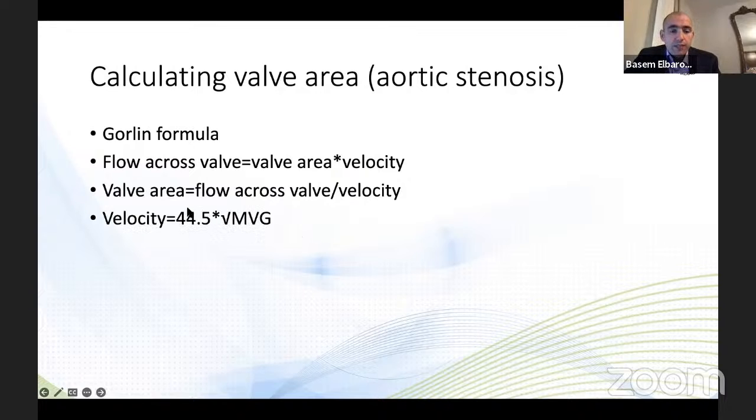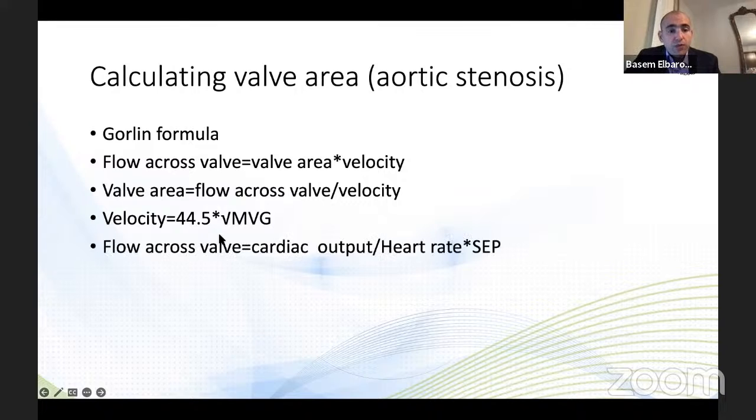Okay. And the velocity is a calculation: 44.5 multiplied by the square root of the mean valve gradient. And the mean valve gradient we measure directly. Okay. So how do we calculate the flow across the valve? So the flow across the valve equals the cardiac output divided by heart rate, because we want to know the flow across each cardiac cycle, because we're measuring the mean valve area or gradient in each cardiac cycle. So it's the cardiac output divided by the heart rate.